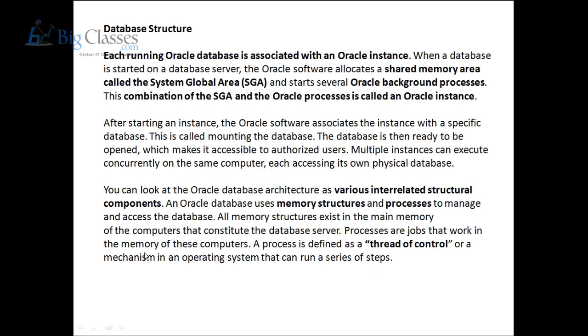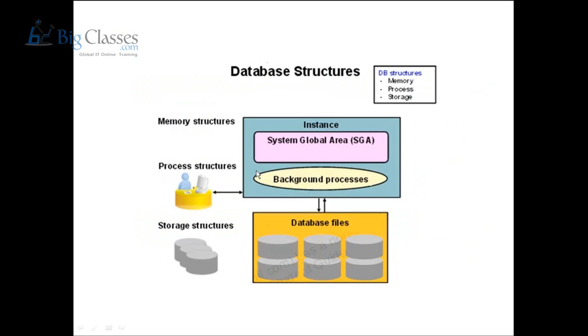And processes are the jobs that work in the memory of these computers. A process is defined as a thread of control or a mechanism in an operating system that can run a series of steps. Right? So this is a basic program. A process is basically like a program that is constantly running. In the example where we saw Outlook.exe, PowerPoint.exe, those are the background processes. Similarly, Oracle will have one, Oracle.exe. But a single process is not enough because Oracle is a very complicated software. There are close to 150 background processes executing when you start your Oracle database. So those are the two components, right?